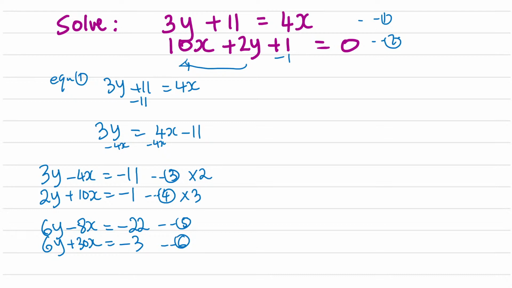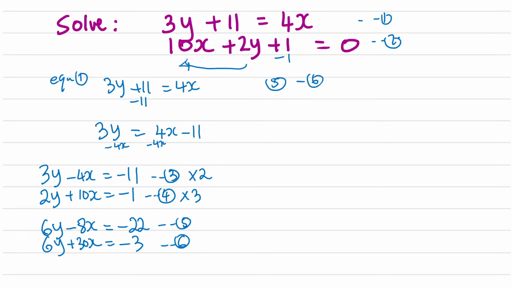They have the same sign. So what do we need to do? We need to subtract, okay, to make them 0. Now, it doesn't matter what you do. I'm going to do equation 5 take away 6. So 5 take away 6.